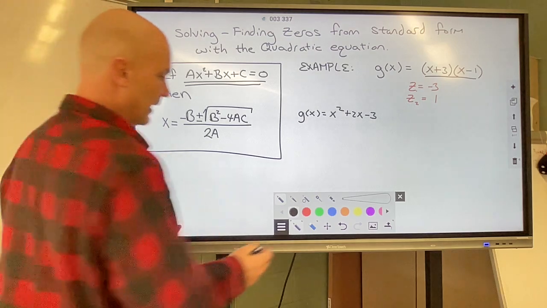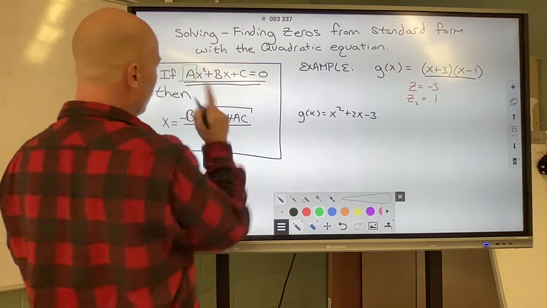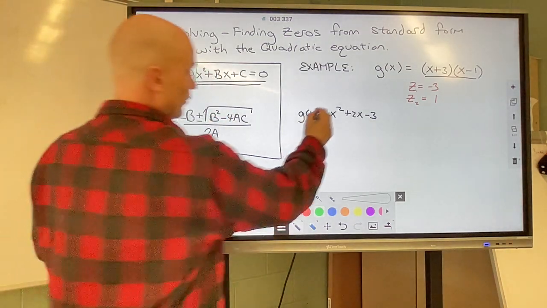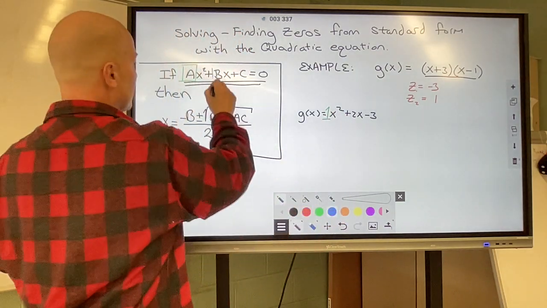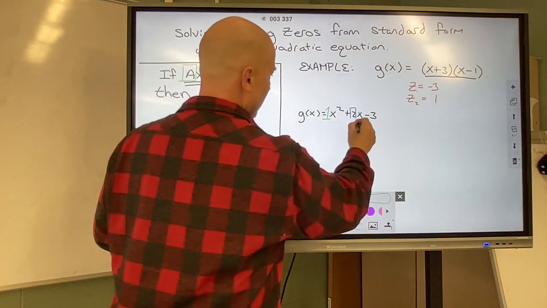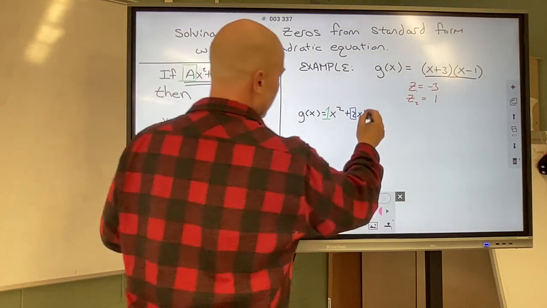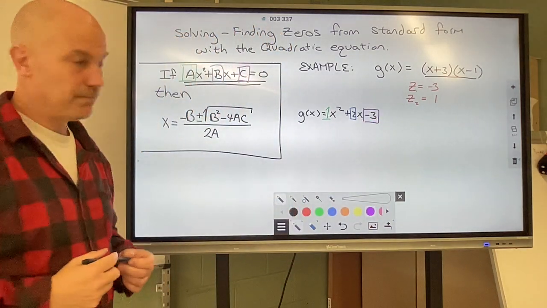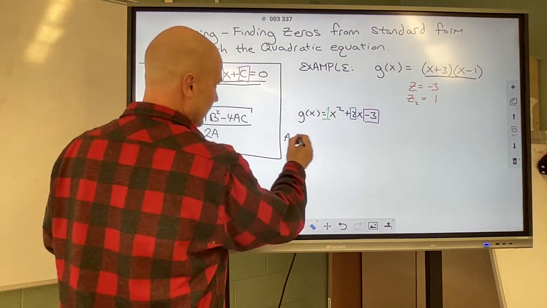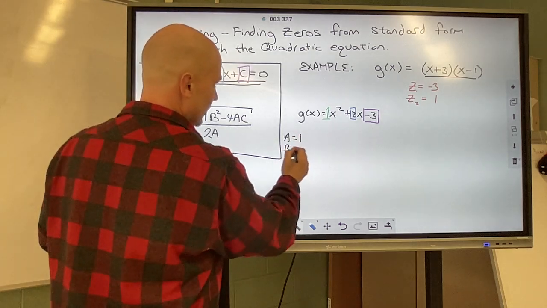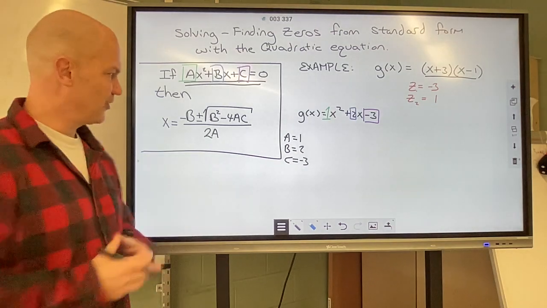Next, our job is to recognize A, B, and C. So I'm going to try to point these out. A is the coefficient, just the coefficient of the squared term. So it's a 1 because it's not written there, it is a 1. We need to know that. B is the coefficient of the linear term. In this case, it is the number 2. And then C is the constant term. In this case, it is -3. So for a lot of us, it is going to be useful to go A equals 1, B equals 2, and C equals -3. It's just an organizational thing.